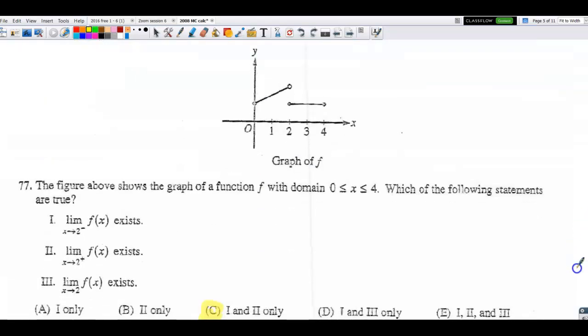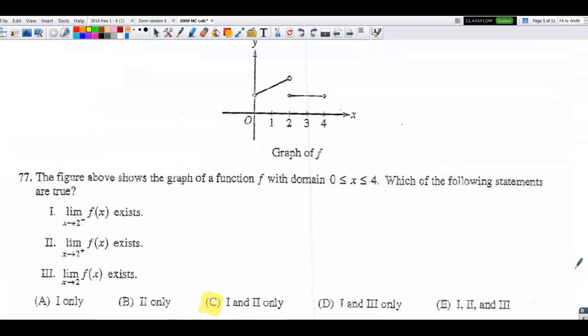In number 77, we are given the graph above shows the graph of f original. It is a piecewise function made up of two line segments from 0 to 4. Which of the following statements is true? So remember, we're looking for a true statement.